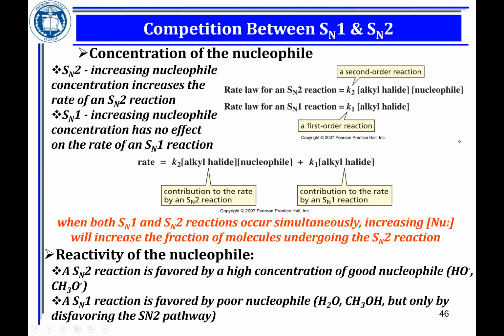So these are the factors. Just want to make sure that is also in this slide. So you want to get a higher concentration of nucleophile if you want SN2. You want to get a strong nucleophile for SN2.